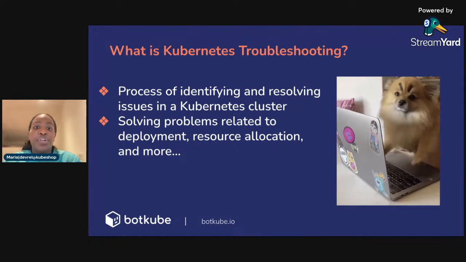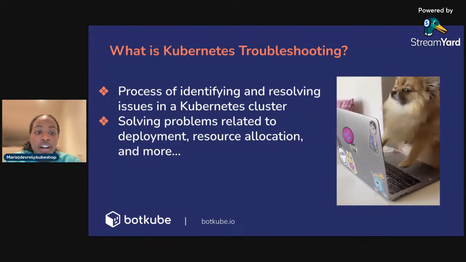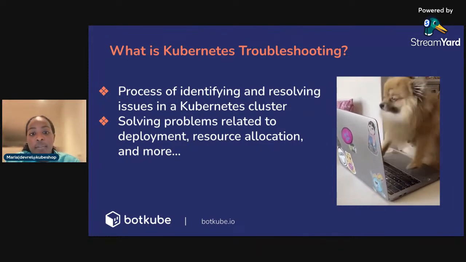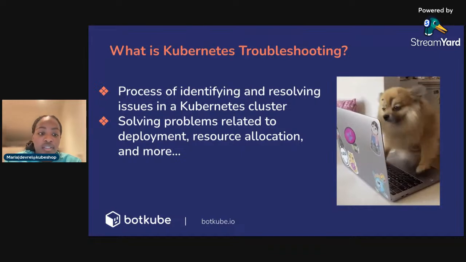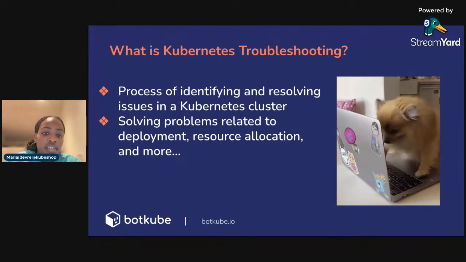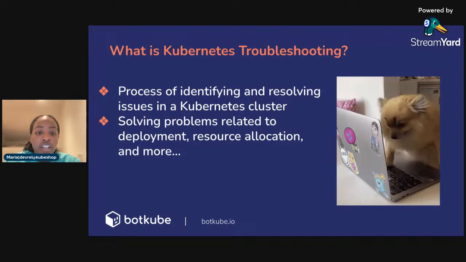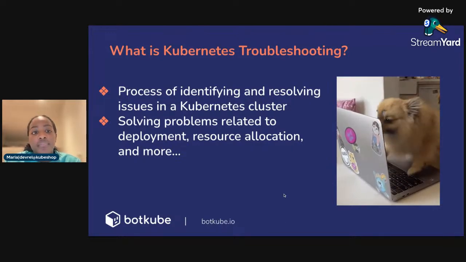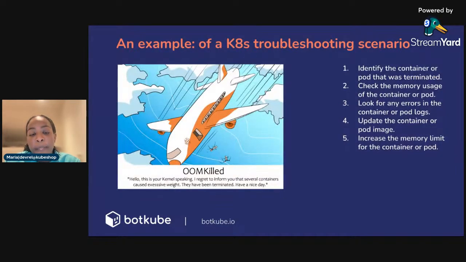So, what is Kubernetes troubleshooting? At its core, it is the process of identifying and resolving issues on your Kubernetes clusters. It could be problems related to resource allocation, networking challenges, deployments, traffic, things like that. Here's an example of a Kubernetes troubleshooting scenario. I'm going to be talking about the OOMKilled error, which is one of the most common ones.